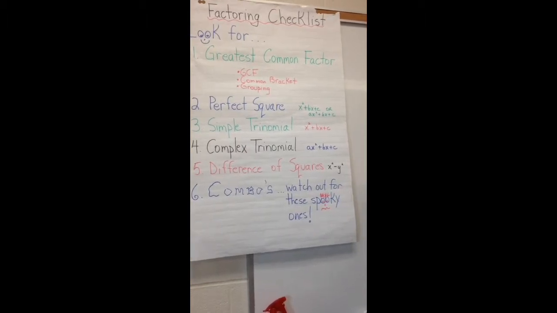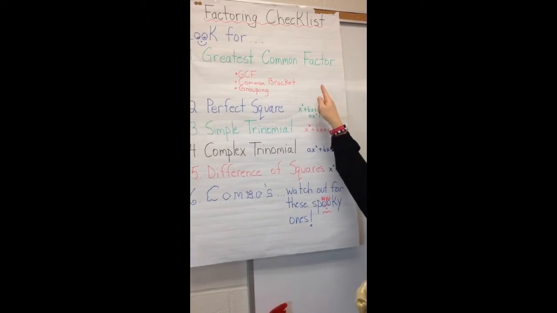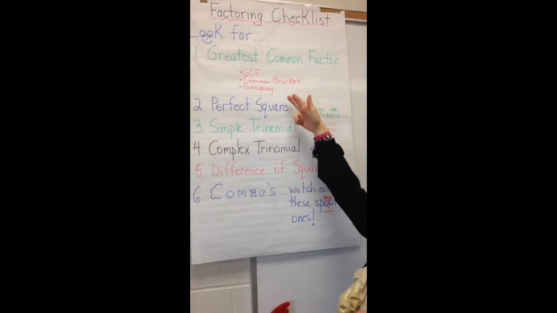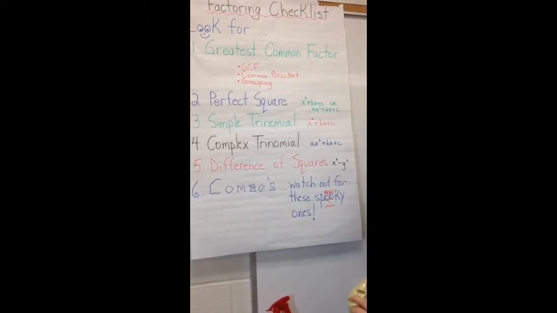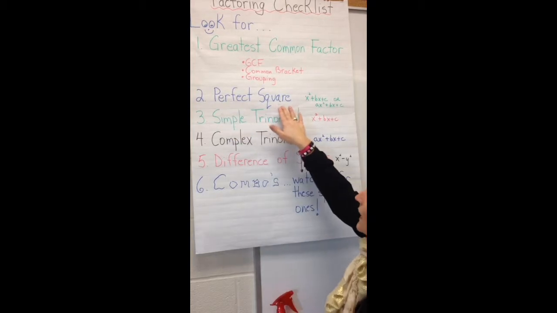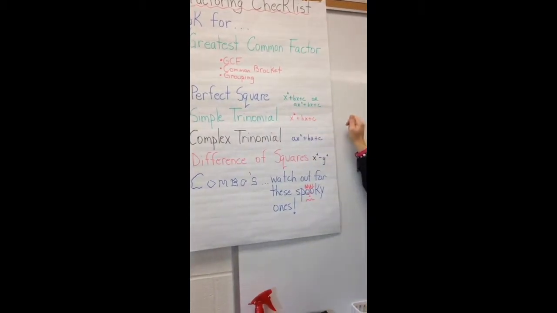Every time you start a new question, you have to look for a greatest common factor first. Remember, the greatest common factor could just be a GCF, a common bracket, or a grouping style question. If you cannot find a greatest common factor, then check for a perfect square. Remember, a perfect square is a simple trinomial or a complex trinomial in disguise.